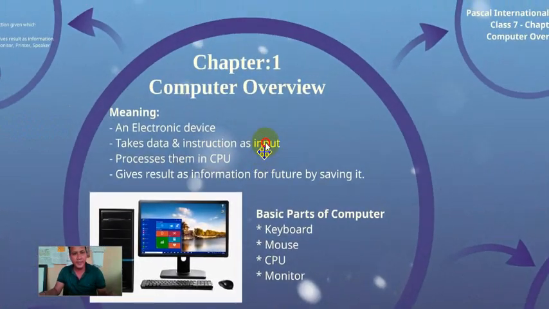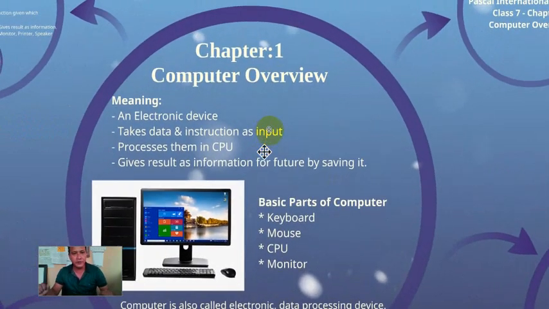Computer overview. Before starting, first you should know what a computer is. The meaning is: a computer is an electronic device. First keep in your mind, computer is an electronic device. Why is it an electronic device? Because it runs through electricity.